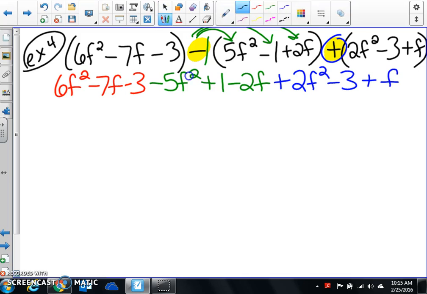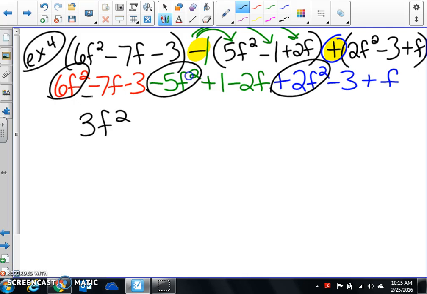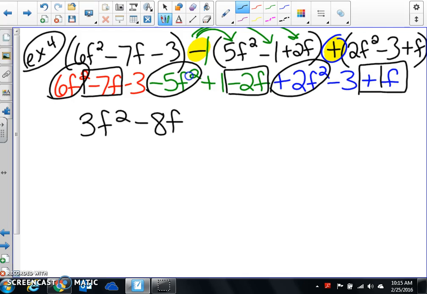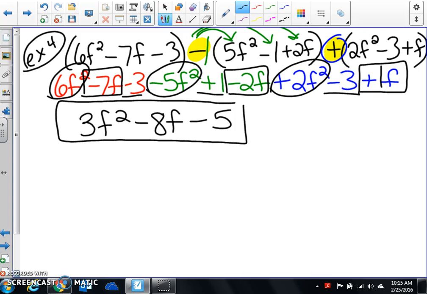All right, my highest degree are my f squares. So I have 6f squared minus 5f squared plus 2f squared. So 6 minus 5 is 1. 1 plus 2 is 3f squared. Negative 7f minus 2f plus 1f. So negative 7 minus 2 plus 1 is a negative 8, I believe. Negative 8f. And then negative 3 plus 1 is negative 2. Negative 2 minus 3 is a negative 5. And that's it.